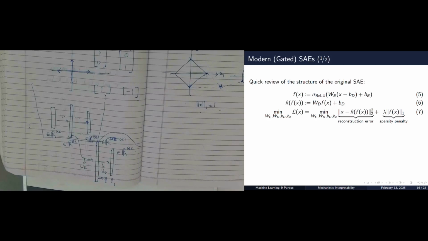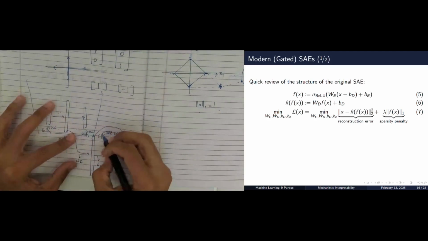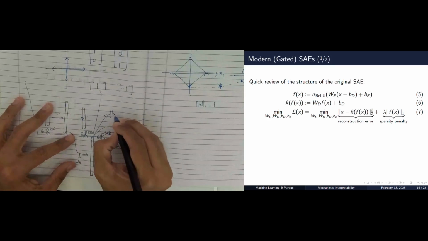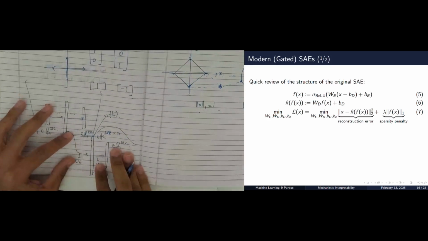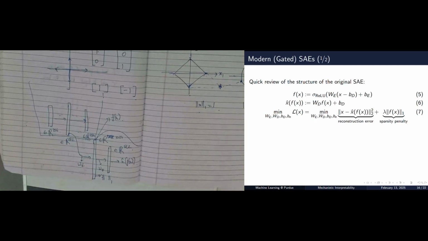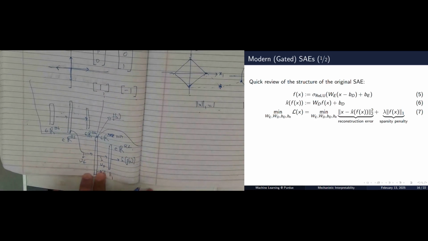Okay, let's focus on equations 5 and 6. This is the exact same thing. You have f of x, which is this output over here, and you have the final reconstruction. This is x hat of f of x, and our loss function is basically the reconstruction of the input plus our sparsity penalty on the output of the hidden layer activations.